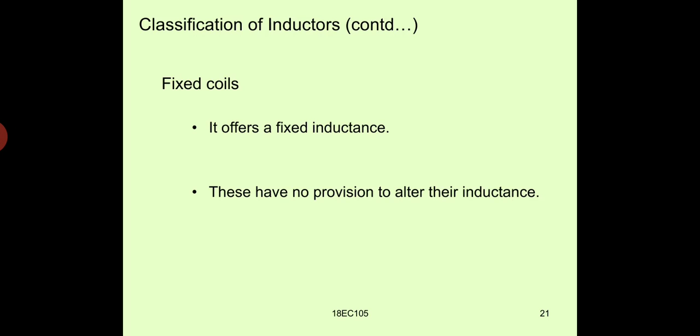Fixed coils offer a fixed inductance. So the value of the inductor used here will have a fixed value. You cannot change it, and these have no provision to alter their inductance. That is why we call them fixed coils. Let us see the symbol for the fixed inductor. Here it is. It is a simple coil with two ends.